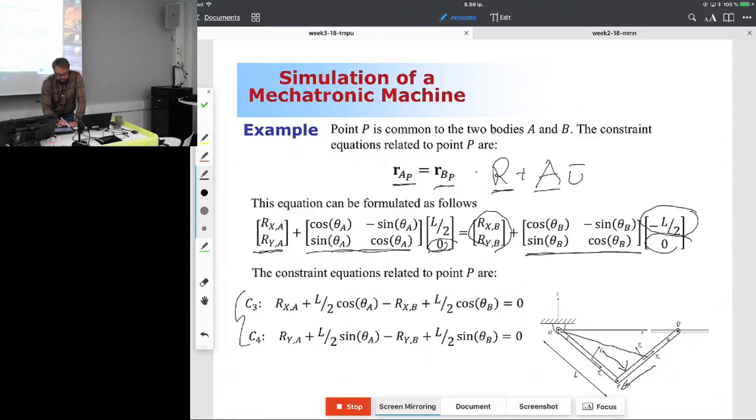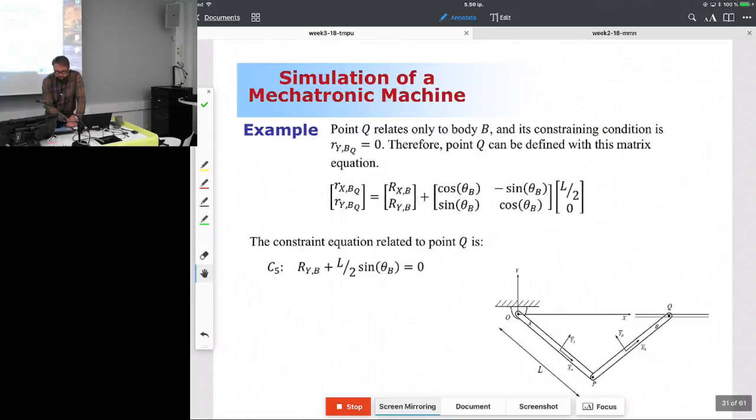Nice. So then, the final one is related to point Q, and point Q is actually located on the global y-axis. So I'm simply defining this point here, and then I'm saying, okay, the motion in the global y direction has to be equal to 0.